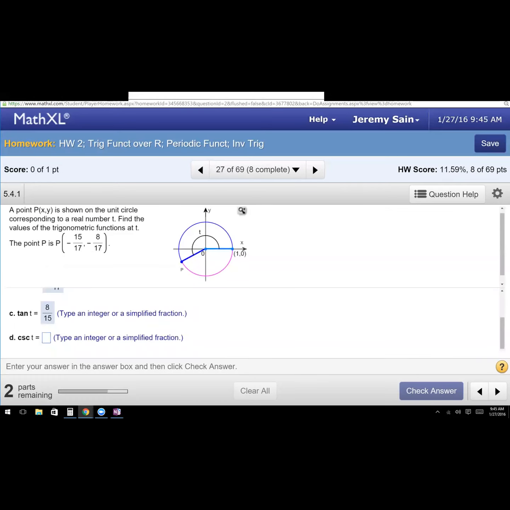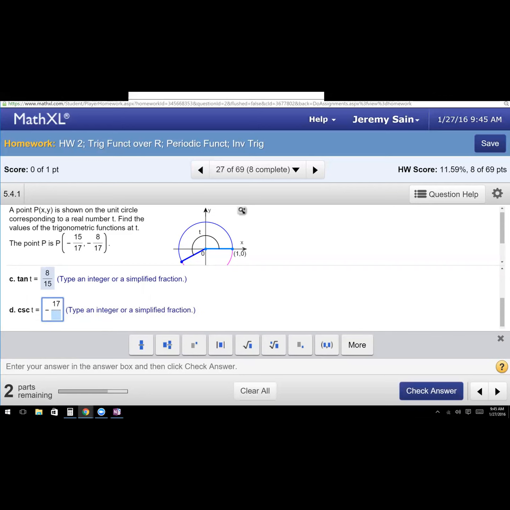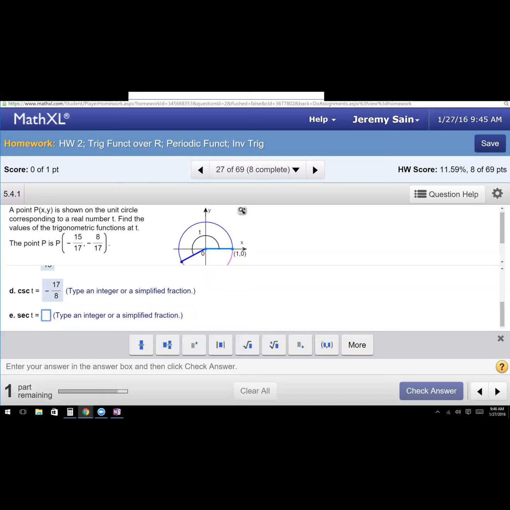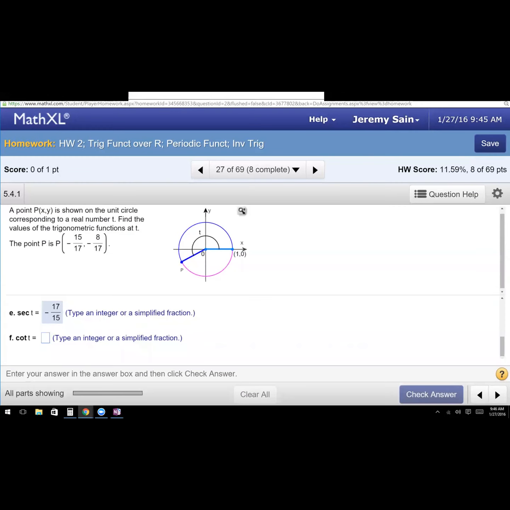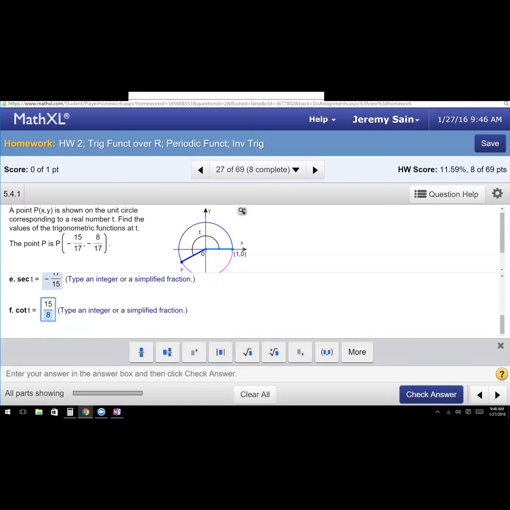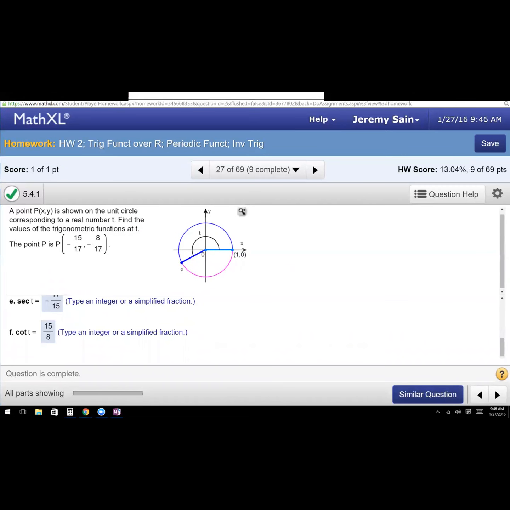And then the rest of them are just 1 over those. So cosecant is 1 over sine. Sine is y, so that's negative 17 over 8. Secant is 1 over cosine, so that's 17 over 15. And cotangent's 1 over tangent, so that would be the x over the y, which would be 15 over 8. Is that happy? Okay, I think that's probably about enough for a day, don't you?